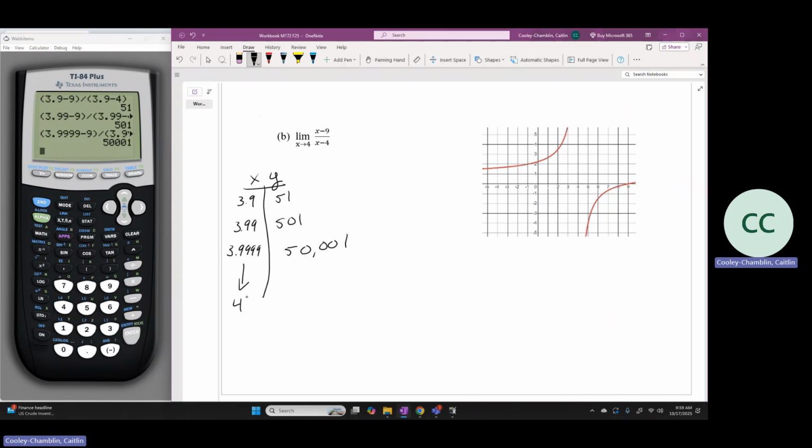So as x approaches 4 from the left-hand side, this right-hand side is going off to positive infinity. So writing that with limits, the limit as x approaches 4 from the left-hand side of x minus 9 over x minus 4 is infinity. Okay, so now we need to come in from the right-hand side. What's going on there?